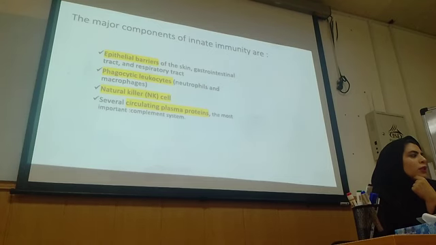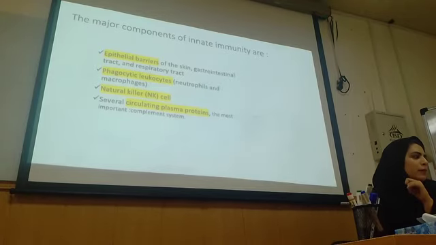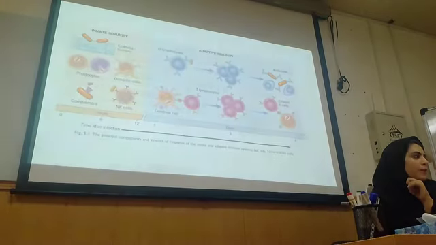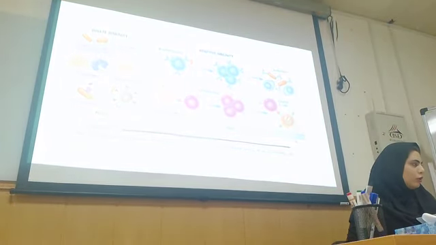Okay. These are the major components of innate immunity as you said. Epithelial barriers of the skin, gastrointestinal tract, and respiratory tract, phagocytic leukocytes such as neutrophils and macrophages, natural killer cells, and several circulating plasma proteins, such as the complement system. Can you see the pointer? Or I should use it.